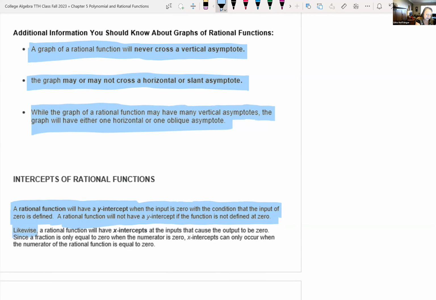So likewise, a rational function will have x-intercepts, one, multiple ones, none, at the inputs that cause the output to be 0. So recall, x-intercepts occurred when we let y equal 0 when we solved. So since a fraction is only equal to 0 when the numerator is 0, x-intercepts can only occur when the numerator of the rational function is equal to 0.